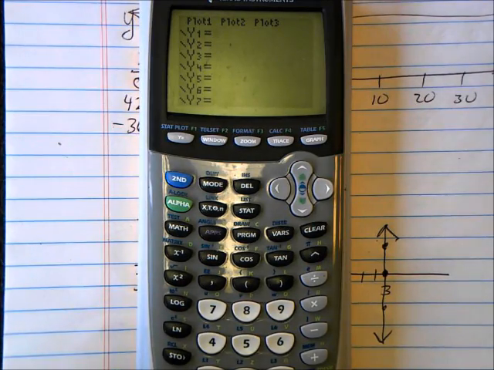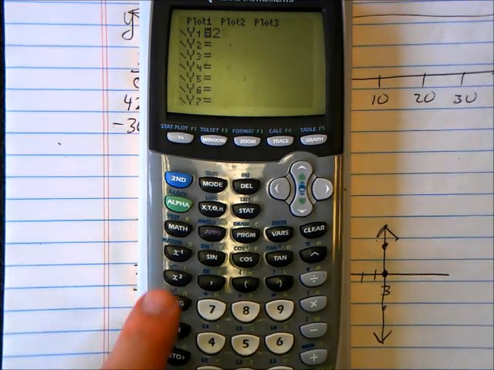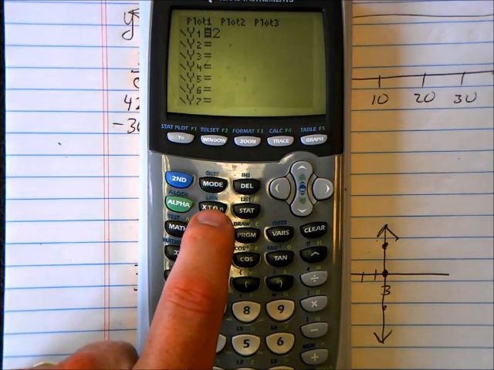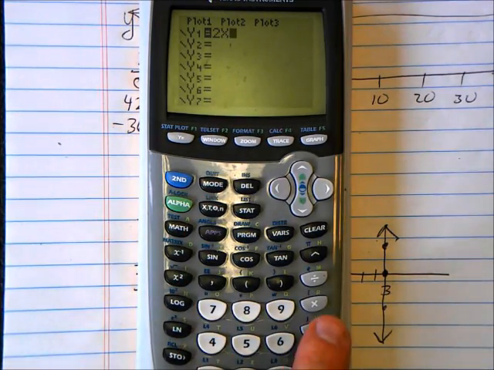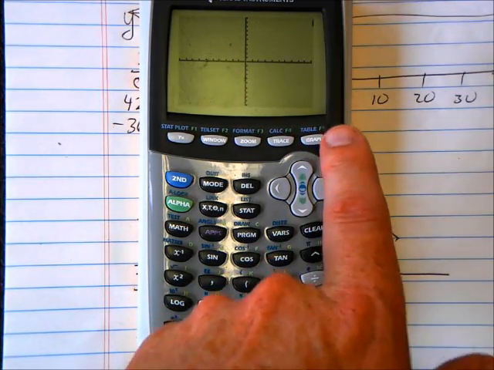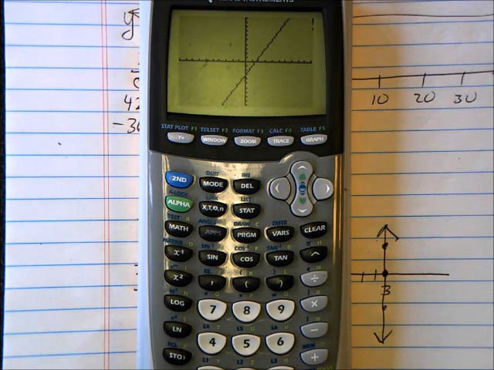And then I simply type in 2x. The easy way to get x is this button right here. X minus 3. And then how do I make it draw me a graph? I push the graph button, which is over here. And it draws the graph.